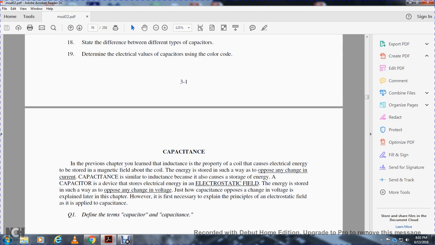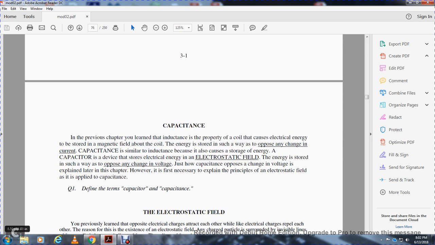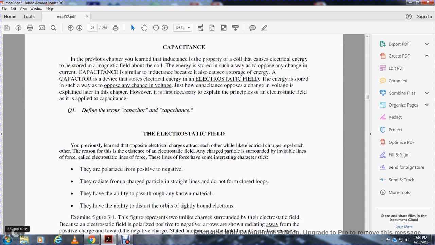A capacitor is a device that stores electrical energy in an electrostatic field. The energy is stored in such a way that it opposes any change of the voltage. Just how the capacitance opposes the change of the voltage is explained later in this chapter. However, it is first necessary to explain the principle of the electrostatic field that is applied by the capacitance. Define the terms capacitor and capacitance.